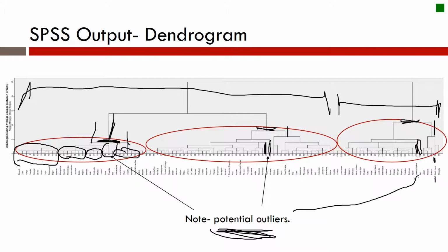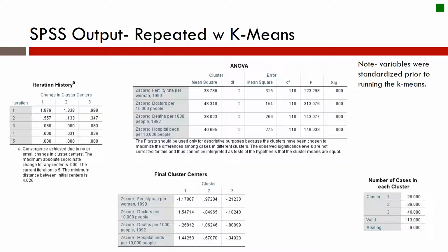But what we can also do is use this information now and run a k-means cluster analysis to help verify and validate some of our conclusions. We could also run a two-stage or a two-step analysis as well. That could be something that we end up running, specifying the number of clusters as three. So if we do run the k-means analysis, then this will be basically the output.